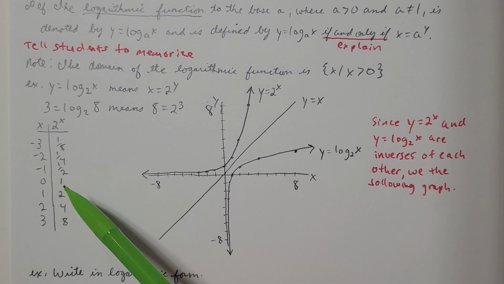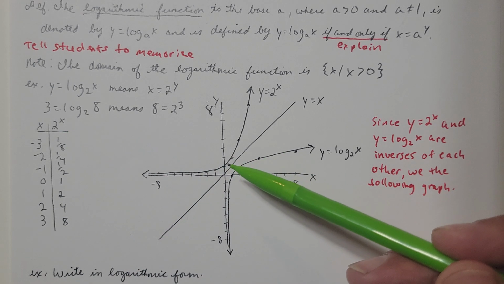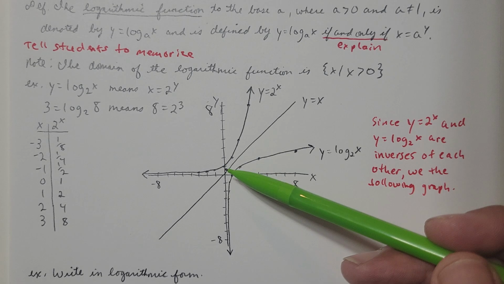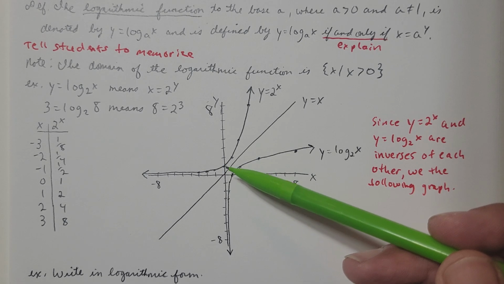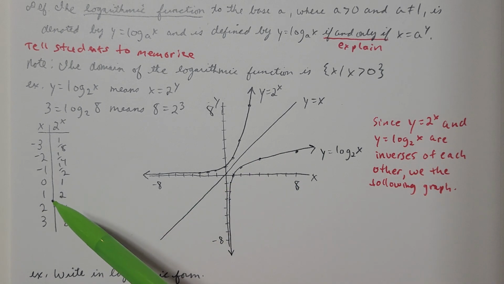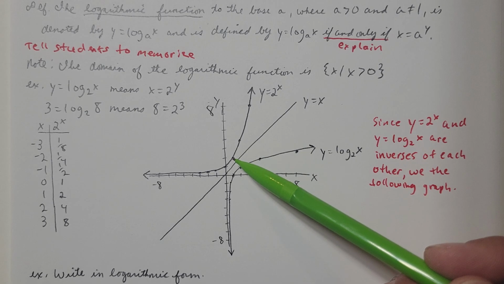If I let x be 0, anything to the 0 power is always 1, right? So this curve, just like any other basic exponential, y equals a to the x, is always going to cross through the y-axis at 0, 1. Okay, so here's 0, 1. If I let x be 1, 2 to the first is 2, so 1, 2, that point is on the graph.